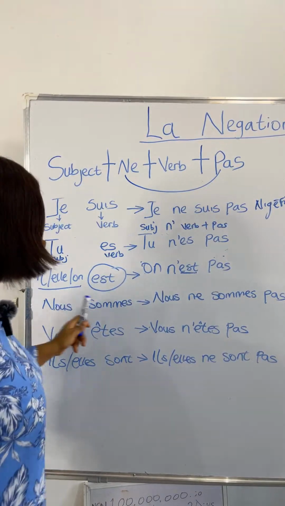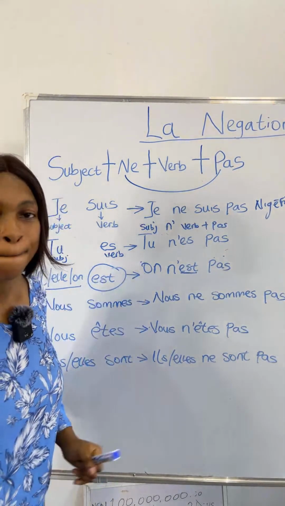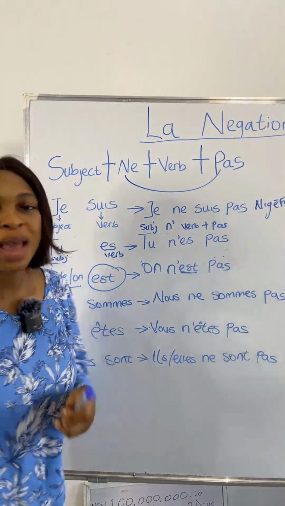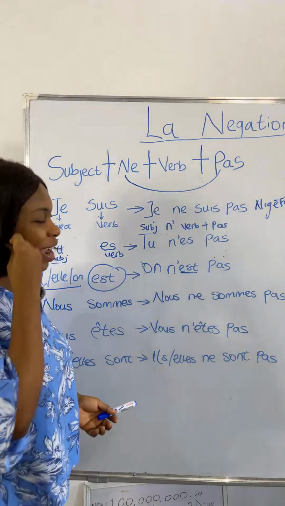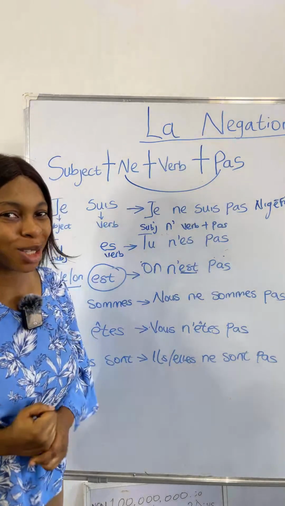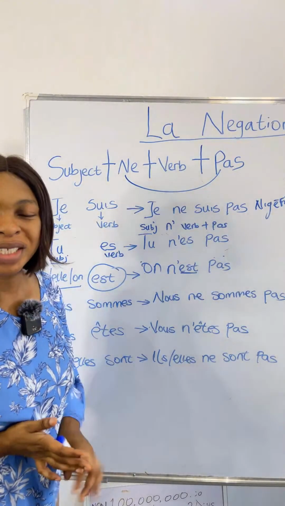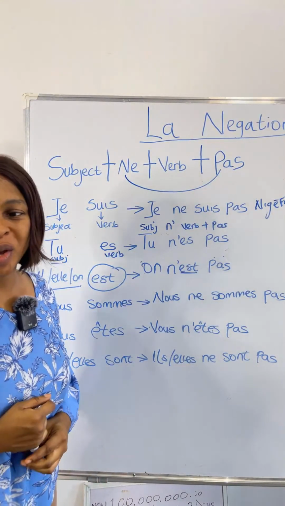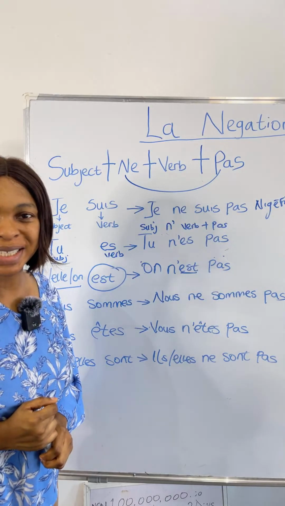So we have nous sommes. Nous sommes is we are. Nous sommes, we are. So we, you already know, what's the subject here? I think you should tell me now. What is the subject in nous sommes? Okay, I'm waiting for your comments.